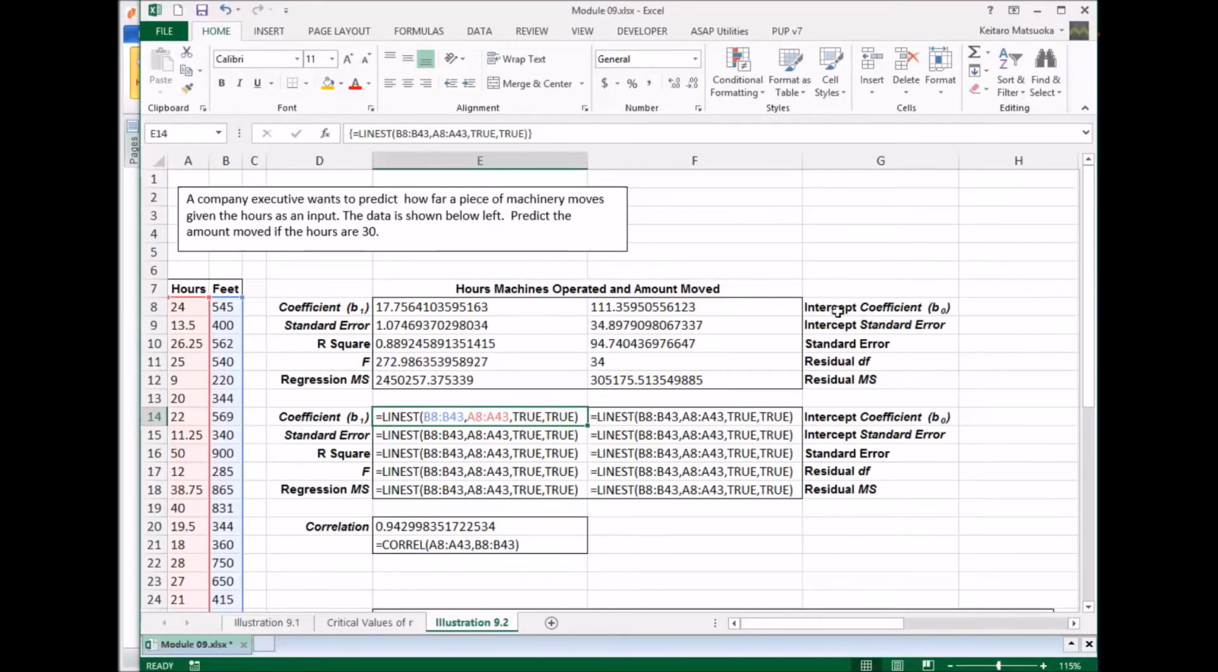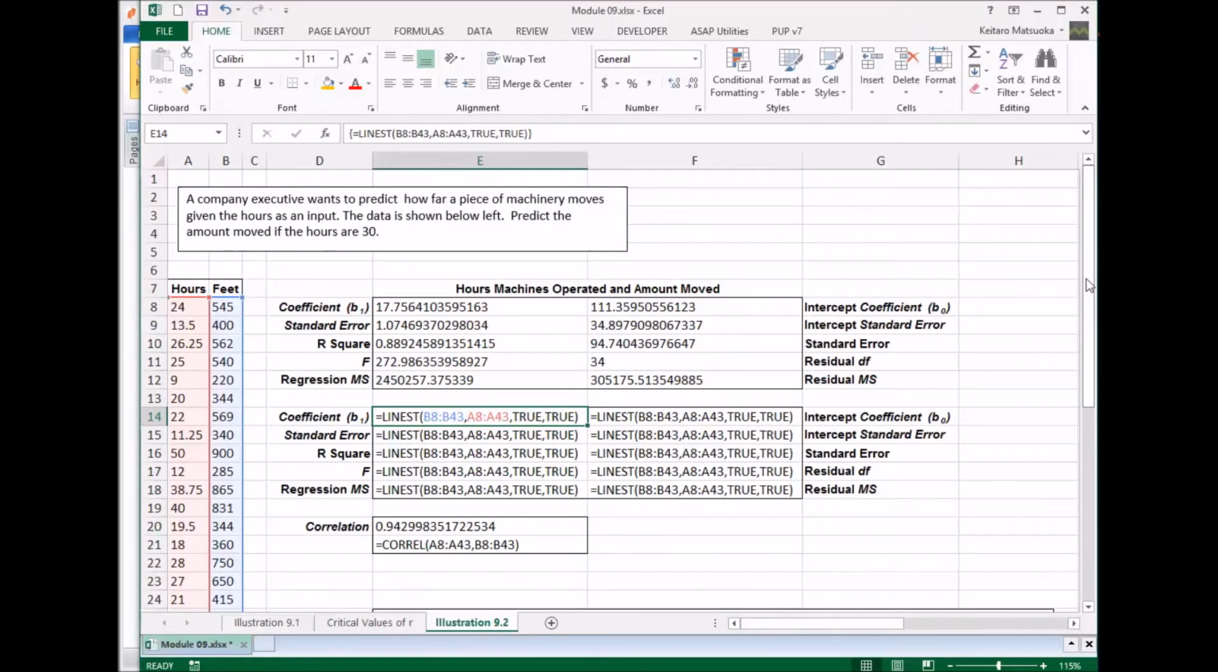One is to get the linear regression equation. That's the first part. And second is to use the equation to do the prediction. So let's do both in this example. If you take a look at this, you see these labels here: coefficient B1, intercept coefficient B0, standard error, all these things. And then the correlation down here, calculated using the CORREL function.